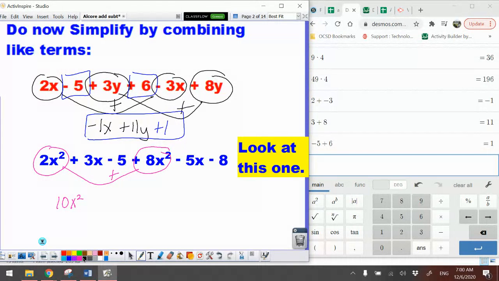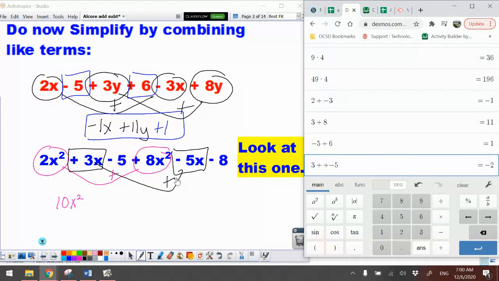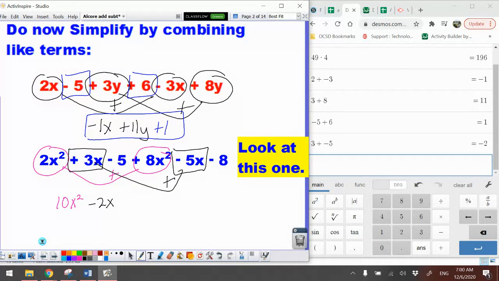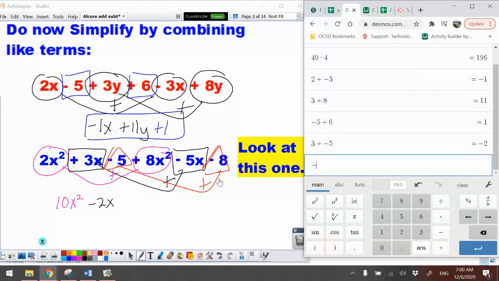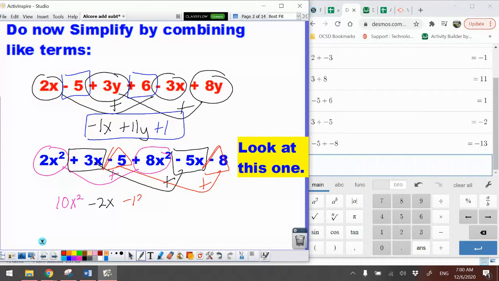All right, let's go to the next one. So I know if I'm dealing with my x squareds and they're gone, then it has to be the x's. So a +3x and a -5x. And again, I'm adding 3 plus -5. Oops, too many plus signs there. 3 plus -5. That's going to give me a -2. And what do I have left? I have a -5 and a -8. And again, I'm adding -5 plus -8. That's going to give me a -13. So here is my answer, simplified, 10x squared minus 2x minus 13.